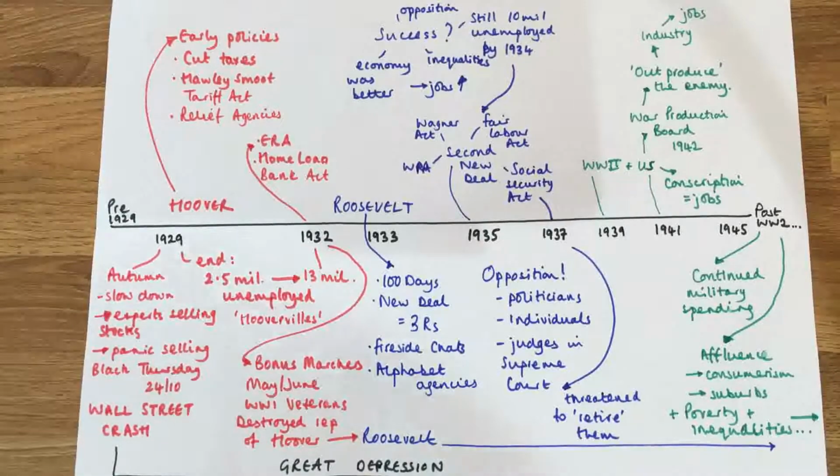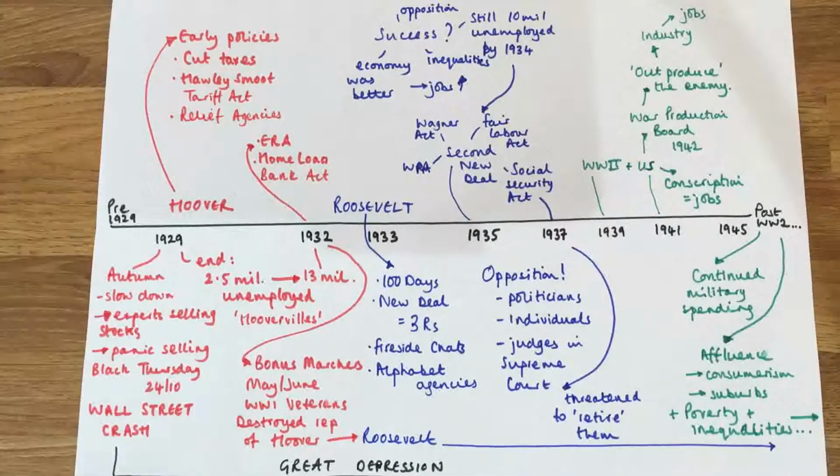What is the absolute game changer, though, is the outbreak of World War II. This happens generally in 1939, but America joins the war in 1941. Soon after, in early 1942, Roosevelt sets up the War Production Board. Now, his key idea here was to outproduce the enemy, to use whatever kind of industrial infrastructure there was to focus all manufacturing onto the war effort.